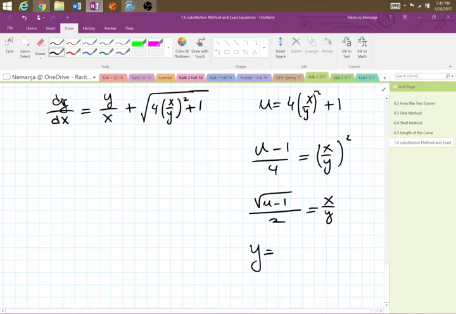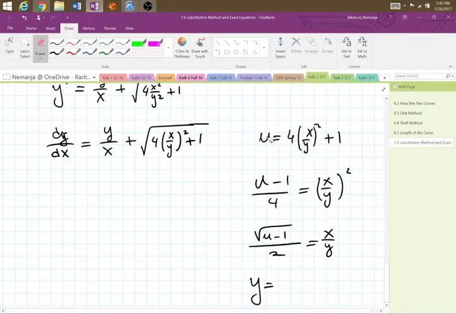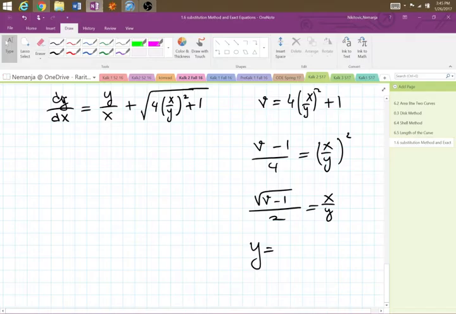Why am I using u? Not in Calc 1 anymore. So monitor my v's. As y goes up, this goes down. It becomes 2x over the square root of v minus 1.